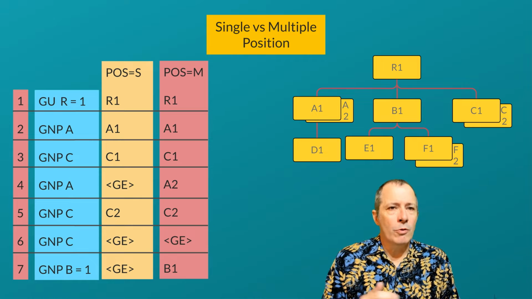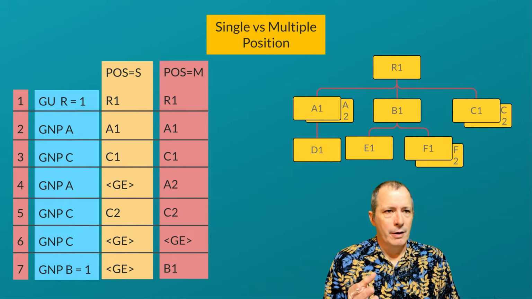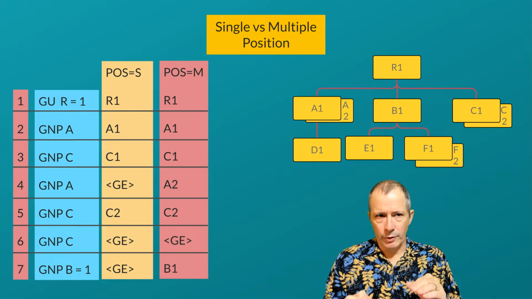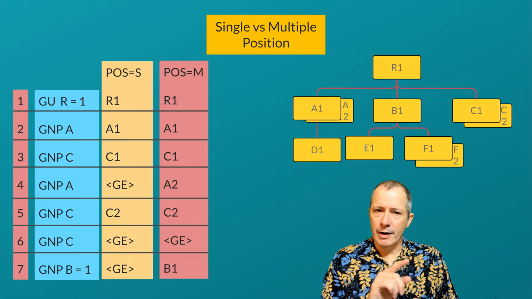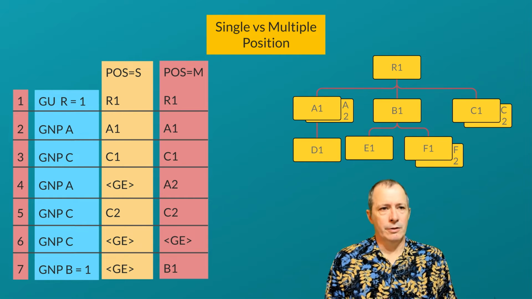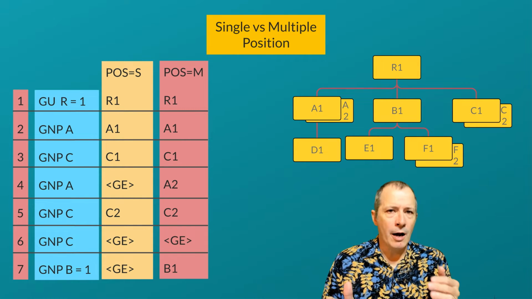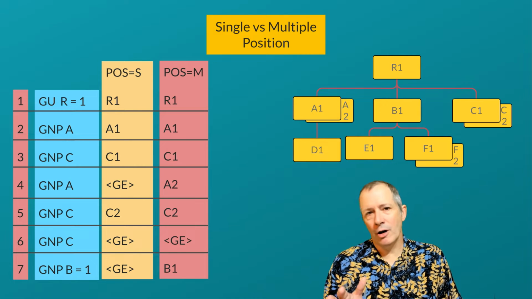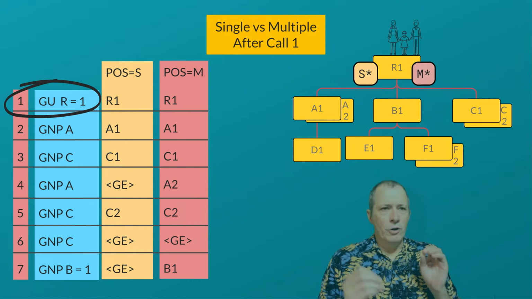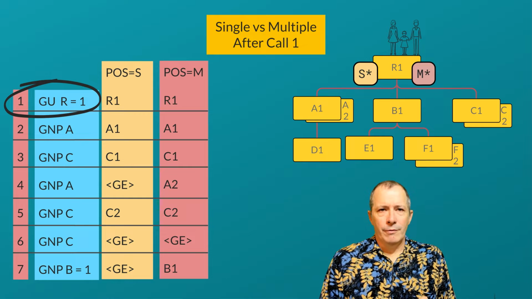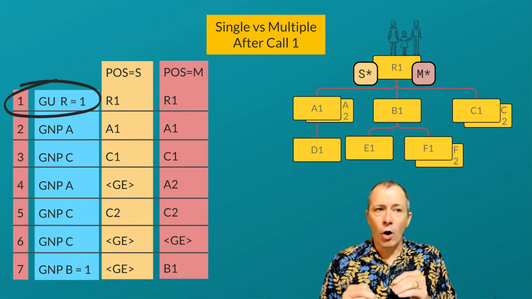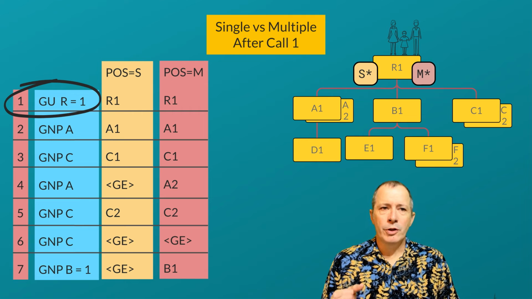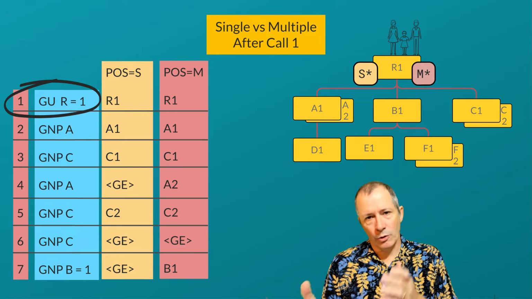So the box labeled R1 is the root segment. It has three children segments under it, segments A, B, and C. And segments A and C have two instances. And for the purpose of this slide, segments D, E, and F do not factor into the results. The first IMS call is a get unique for segment R, where the root key is equal to 1. For single position and multiple position, the R1 segment is read. Position is on the root and parent is on the root.